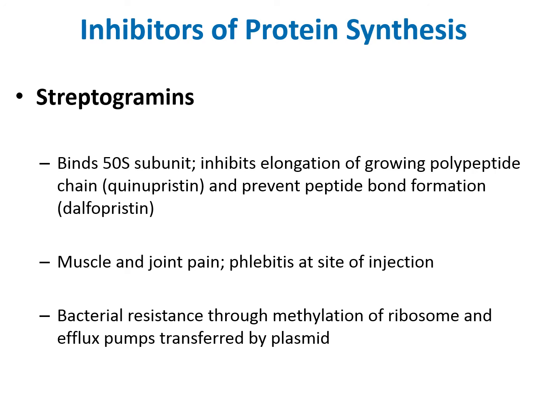The way that these work is that they bind the 50S subunit, and they have two effects there. The quinupristin is going to inhibit elongation of growing polypeptide or growing protein chains from the ribosome, and the dalfopristin is going to prevent peptide bond formation from the tRNA in the A site to the growing polypeptide chain in the P site. So both of these things together stop protein synthesis, and they lead to death of the cell.